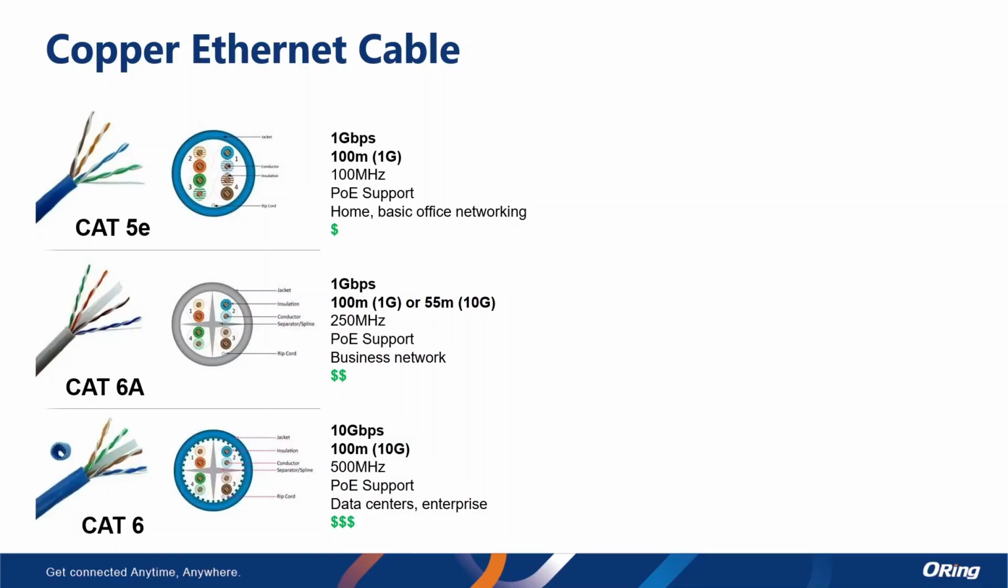However, for category 6, it can carry up to 10 Gbps, and the distance can be up to 100 meters, and it also can carry 10G. It has PoE support, and it's also good for data centers and enterprises. However, the price will be a little bit more expensive than the other two cables.